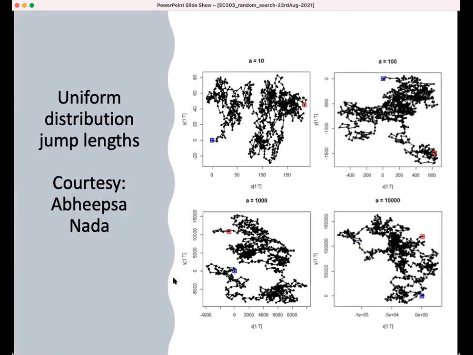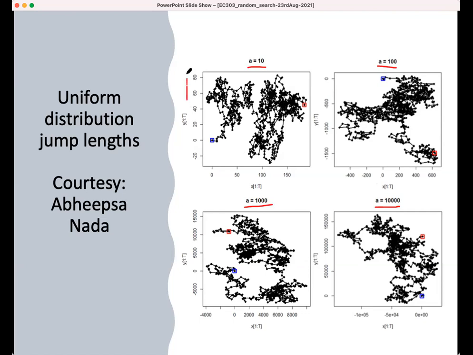So I have taken the liberty to use the assignment submitted by Abhipsha. He has done a really, really good job. So I thought it's great for me to show you all the results. And of course, all of you also have done this. Okay, so this is how the trajectories of random walks look like as you increase A. So A being 10 here, 100, 1,000, and 10,000. What do you think is changing, right?